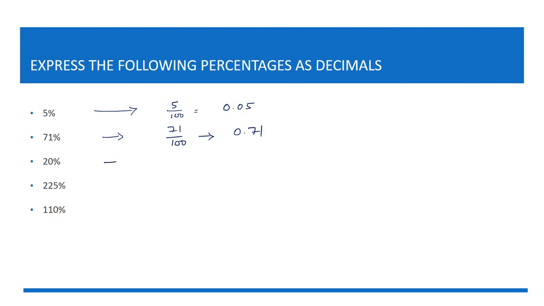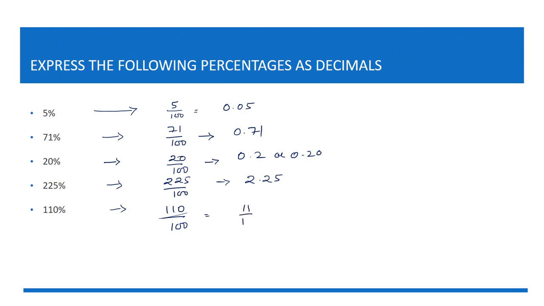Correct. Suppose it is 20%, that is 20 by 100, right? 20 by 100, divide it, which is going to be 0.2 or 0.20, right? Then 225%, 225 divided by 100, if you divide, this will become 2.25. Then 110%, 110 divided by 100, which is going to be 11 by 10. Further if you divide, this is going to be 1.1.